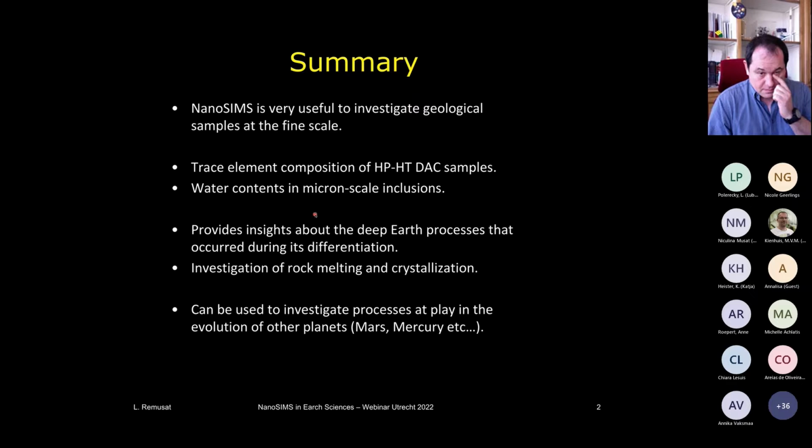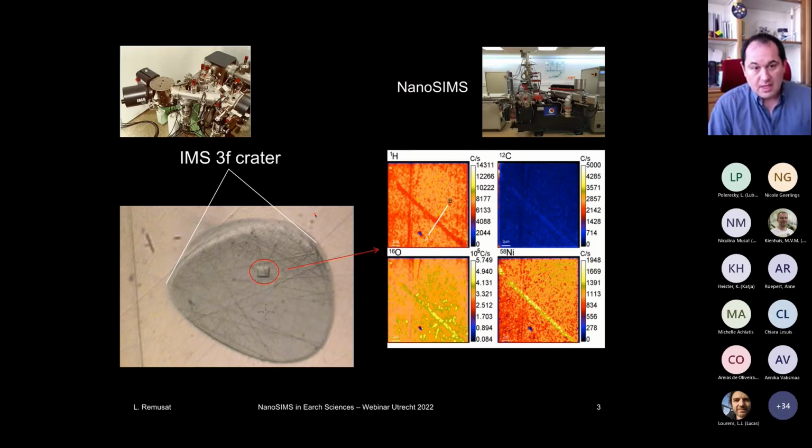And so I will show you that the nanosims provides insights about deep earth processes, and for instance can help us understand how the Earth formed and also how the layers of the Earth, like the crust, formed. And by extension, we can also apply the technique to understand how other planets formed and evolved.